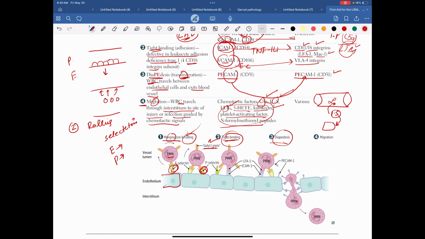White blood cells travel between the endothelial cells and exit the blood vessel. After the diapedesis we have the migration, and in the migration you can see the neutrophils going to the site of injury. So these are the important steps which you can remember also with the help of the diagram.